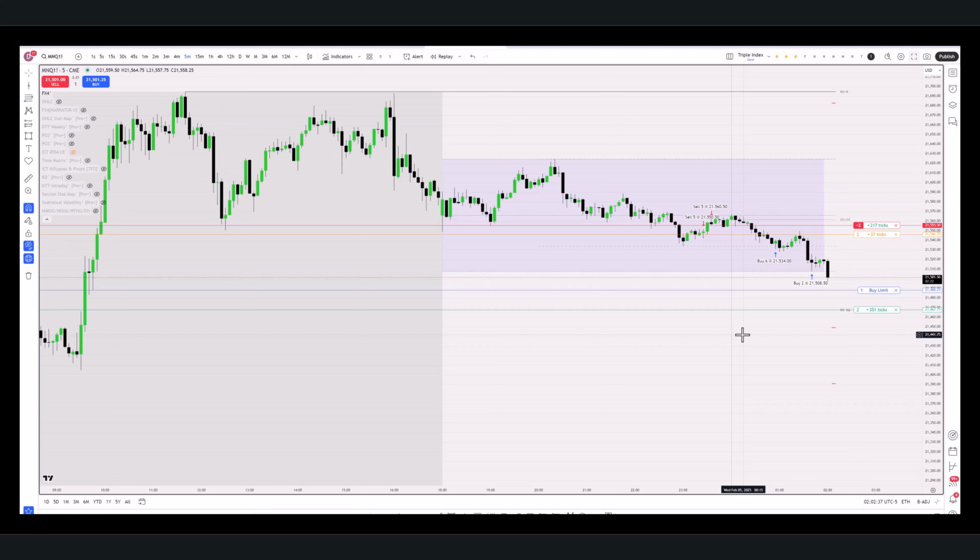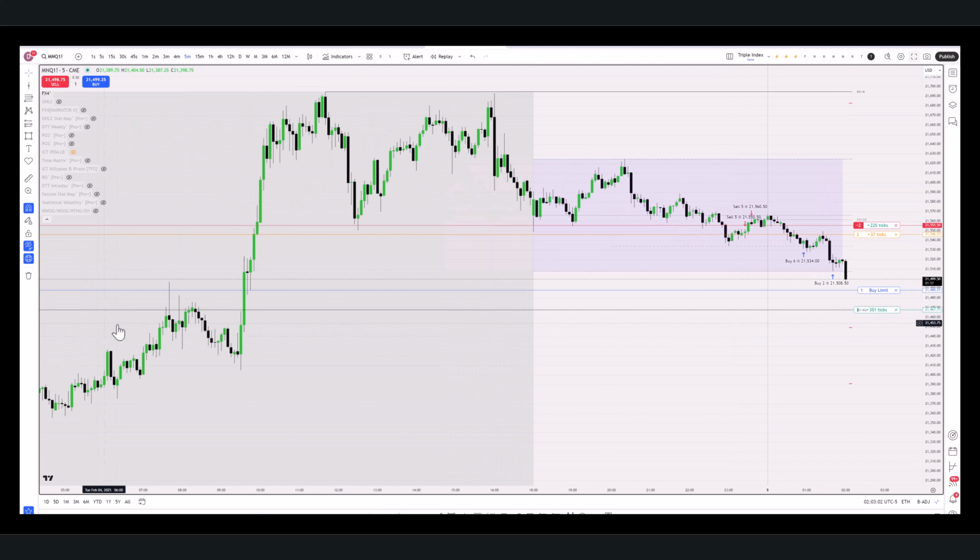Two and a half minutes left in the macro. I like it. Inside of this candle here, if we get it closed below this, it should slice right through it. I should probably take out both of these at the same time. I wouldn't be surprised.